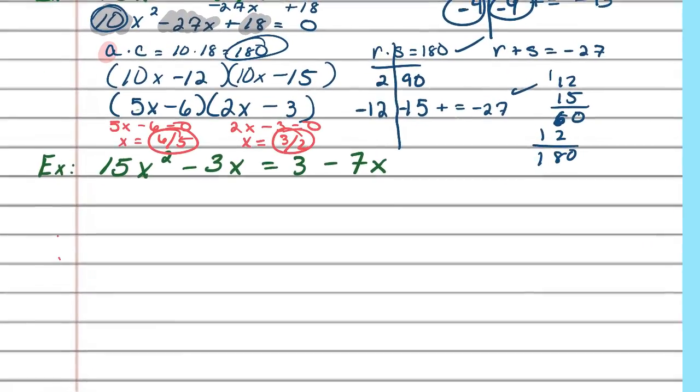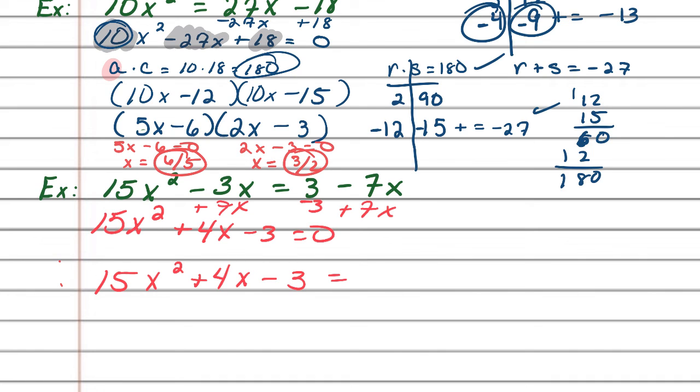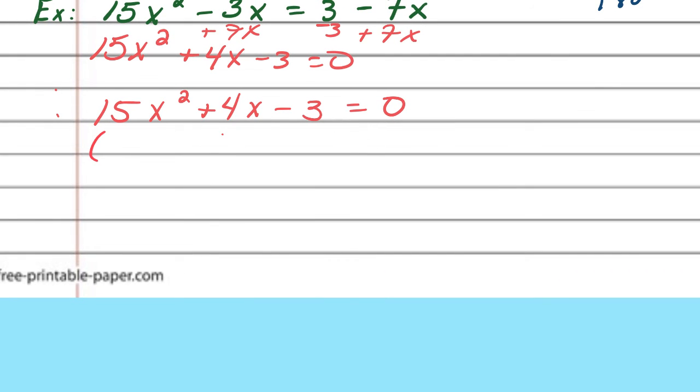Last example on trinomials in quadratic form. Let's get this thing set up. Let's see here, add 7x. So that's plus 4x, and then subtract 3. So here's what I'm trying to factor. And so I'm going to multiply, well, I'll just go like this. Okay, my a is not 1, so I'm going to write down my 15x. A times c is 15 times negative 3, or negative 45.